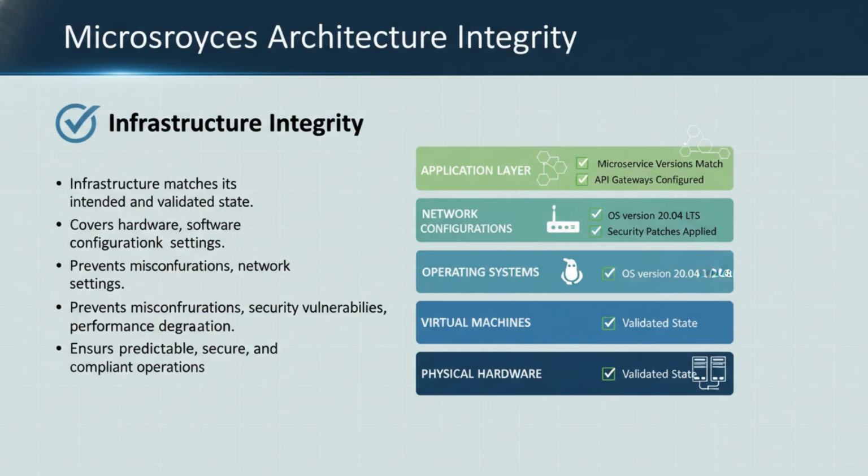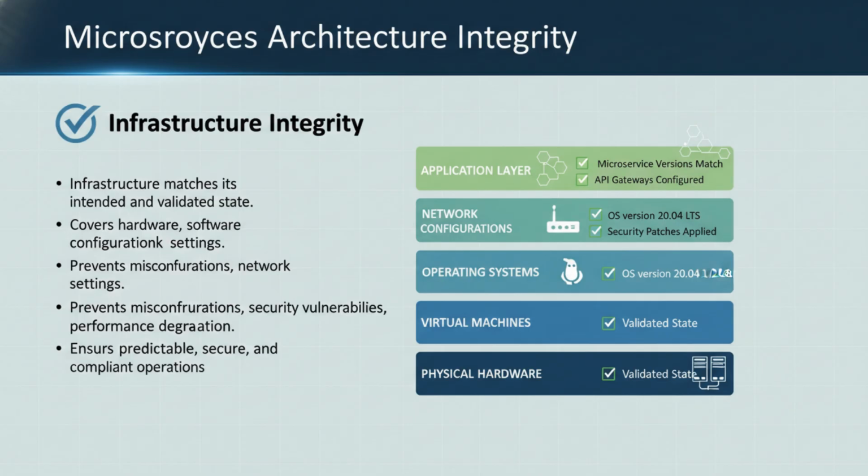At its core, infrastructure integrity refers to the state where your entire infrastructure, from hardware to software configurations, consistently matches its intended, desired, and validated state. This isn't just about whether a server is up or down. It's about whether its operating system version is correct, if all required patches are applied, if network configurations adhere to security policies, and if application dependencies are correctly provisioned.